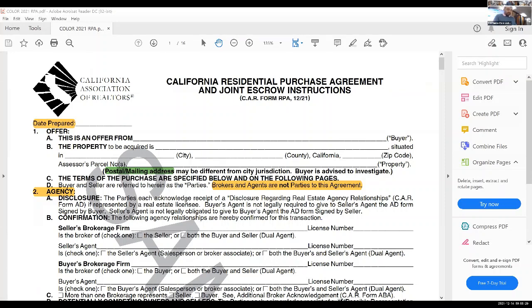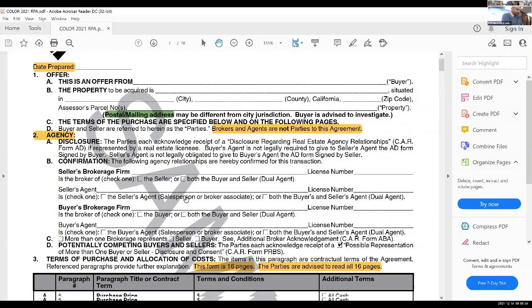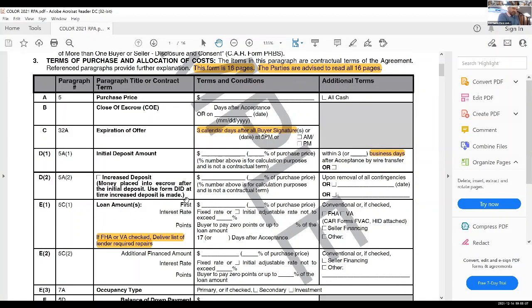Guys, I'll share this on screen. Hopefully you guys can all see it and follow along. But this is it.